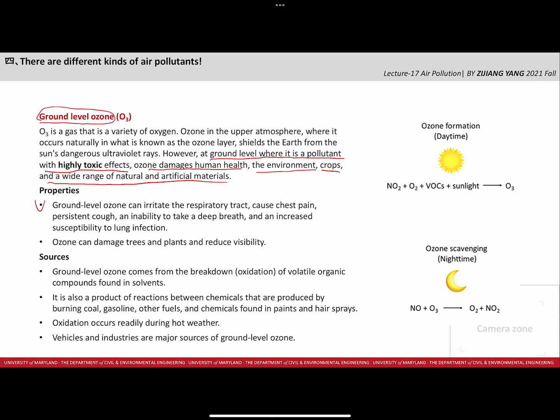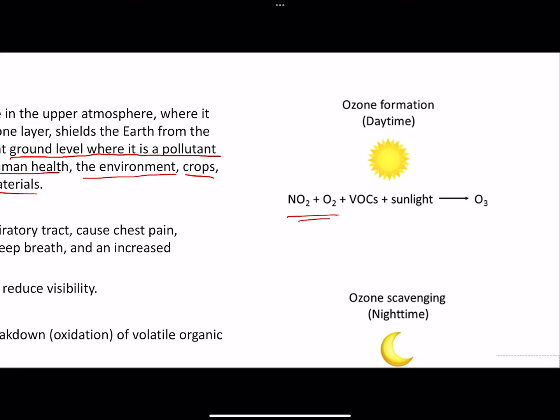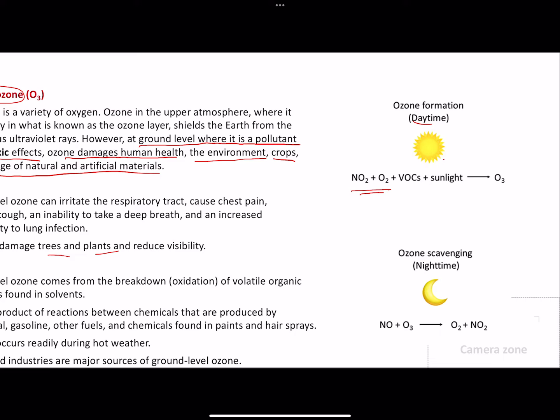So it has properties. I'm not going to read through them. And we can see the ozone can also damage the trees and plants and reduce the visibility. So about the sources, as I mentioned in the last slide, the ground level ozone in the air comes from the reaction of nitrogen dioxide and VOCs plus the sunlight. So especially in the daytime, we have a bunch of sunlight, like for now. So we will have the ozone generated.